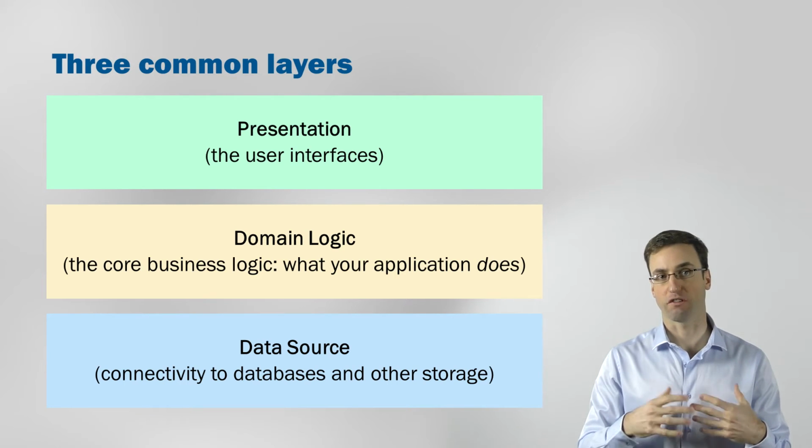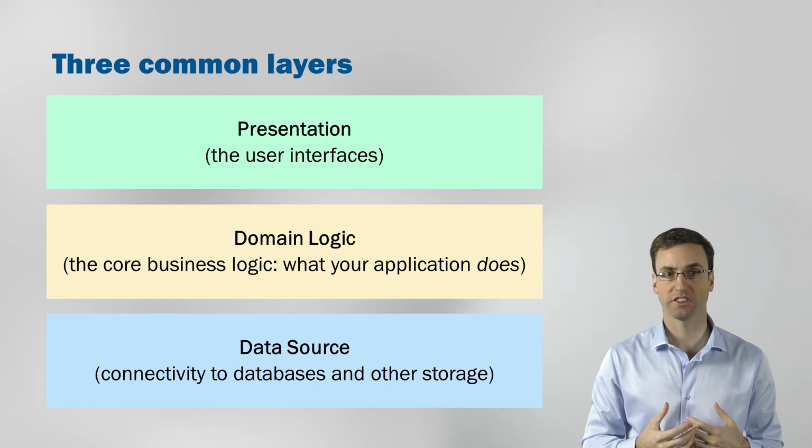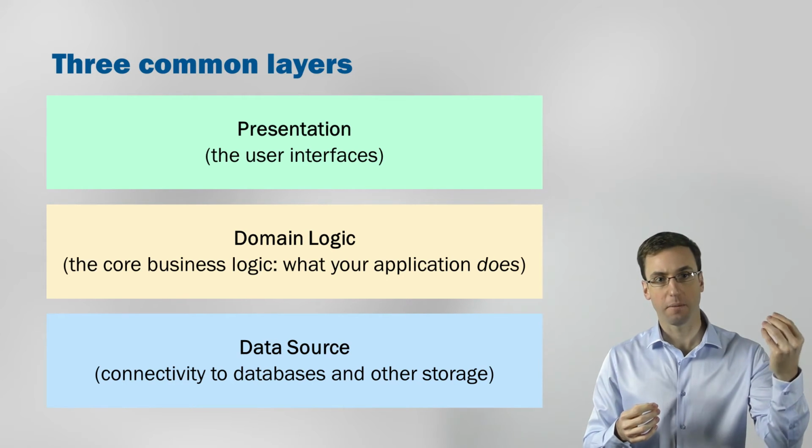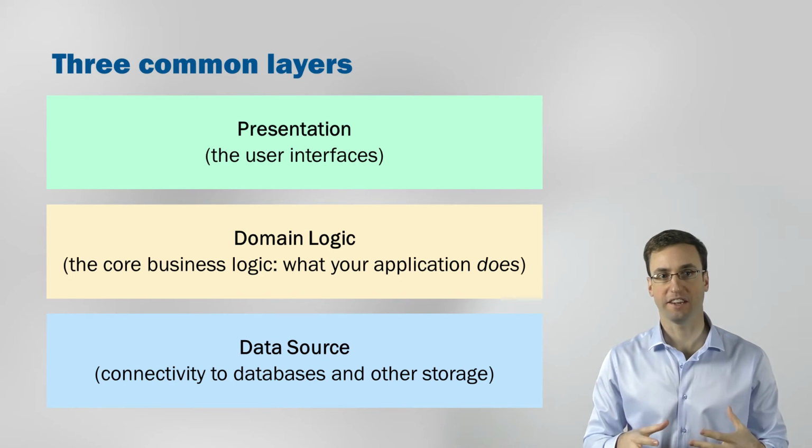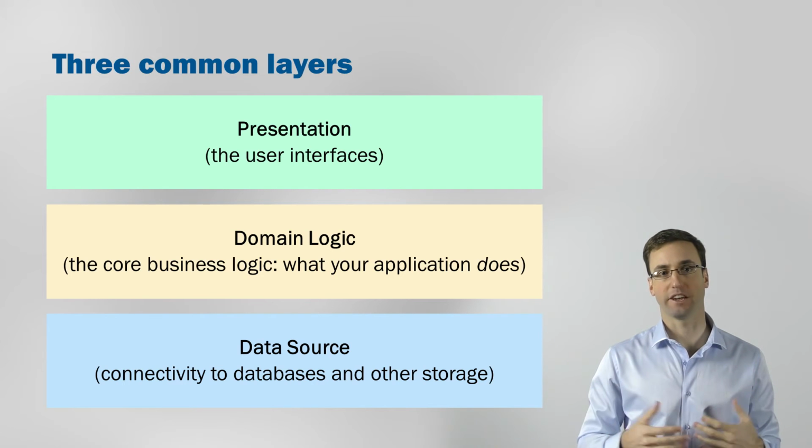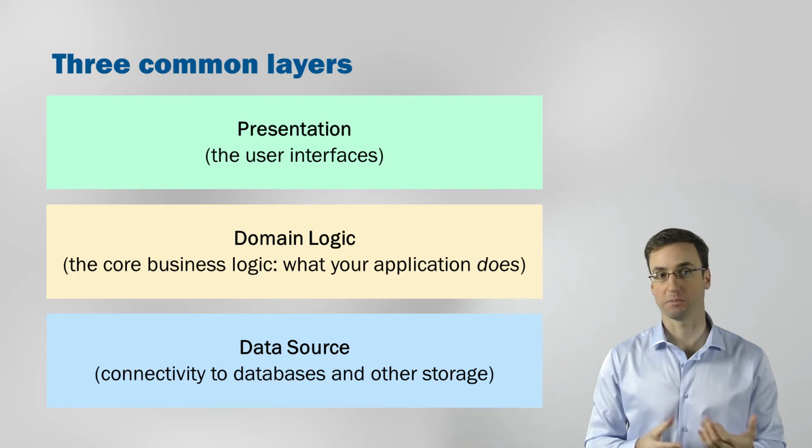It would have functions to create and edit records of users and posts, and the domain logic might use the data source layer to retrieve details of a post and then save an updated record where the like count has been increased by 1, for example.